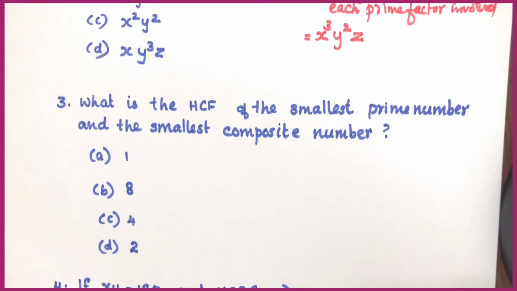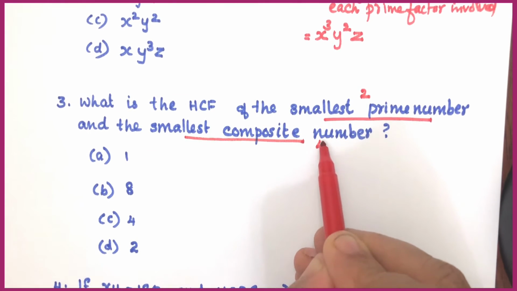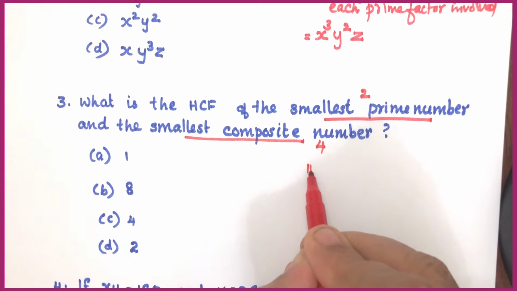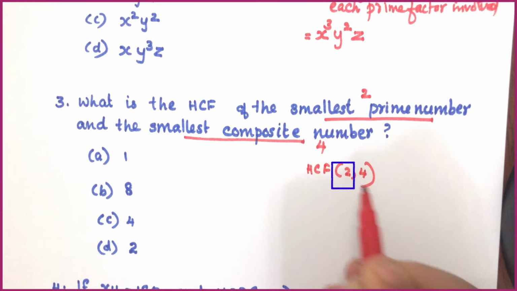Question 3. What is the HCF of the smallest prime number and the smallest composite number? Which number is the smallest prime number? It is 2. And the smallest composite number is 4. So the question is to find the HCF of 2 and 4. The first number 2 itself is a prime number, so the factor of 2 is 2.